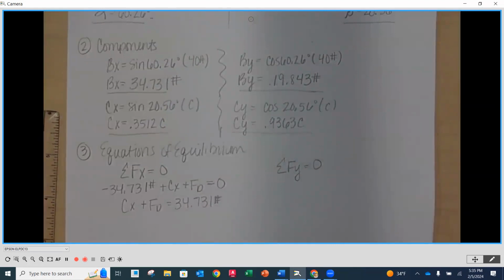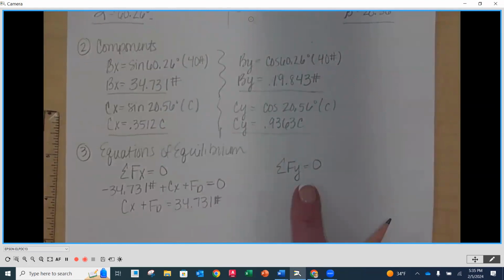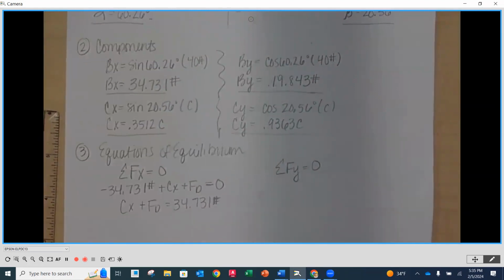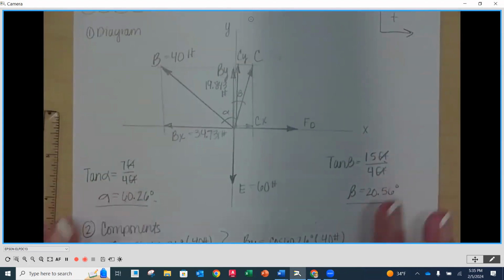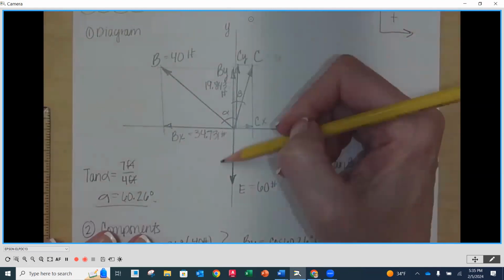I'm going to go over to the other side. This one is the sum of the forces in the Y direction equals 0. So now I'm going to go back up to my diagram. This is why your diagram is so important. I'm going to look at what's on my Y axis.